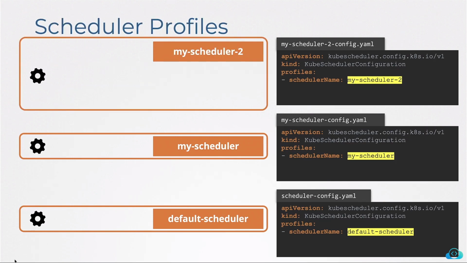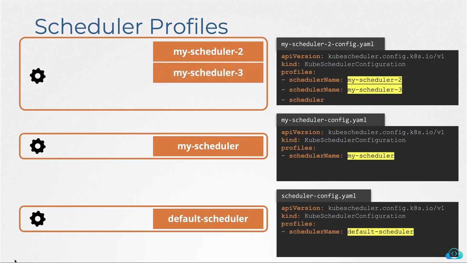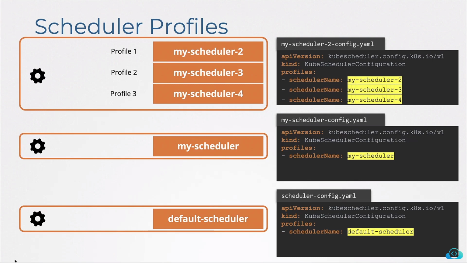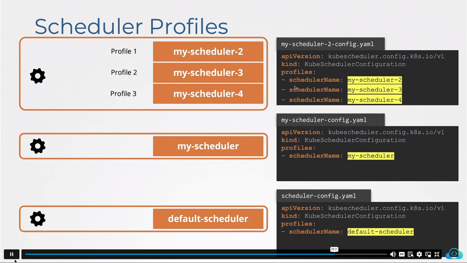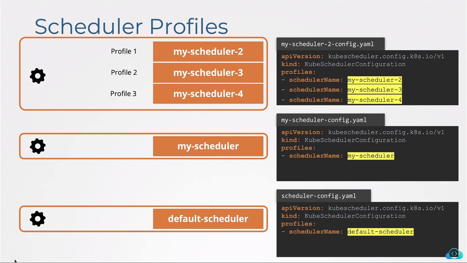So with the 1.18 release of Kubernetes, a feature to support multiple profiles in a single scheduler was introduced. So now you can configure multiple profiles within a single scheduler in the scheduler configuration file by adding more entries to the list of profiles, and for each profile specify a separate scheduler name. So this creates a separate profile for each scheduler, which acts as a separate scheduler itself, except that now multiple schedulers are run in the same binary as opposed to creating separate binaries for each scheduler.